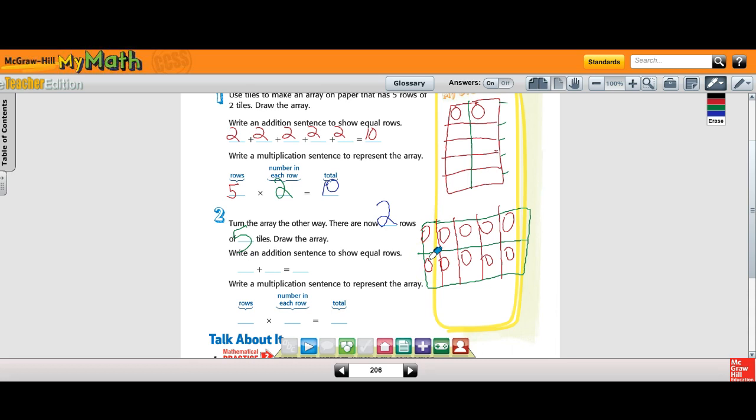So now what's my addition sentence? But how many in each row now? 5. No, by addition. 5 plus 5. And then now how many rows do I have? 2. How many in each row? 5. So 5 plus 5 is 10, or 2 times 5 is 10. That's supposed to be a 5 number.